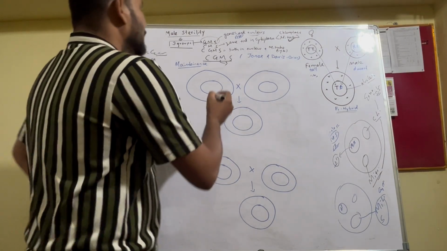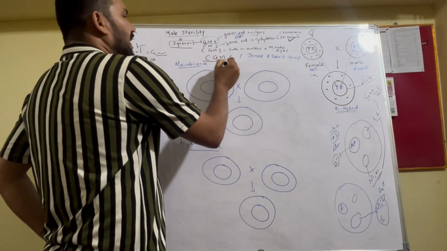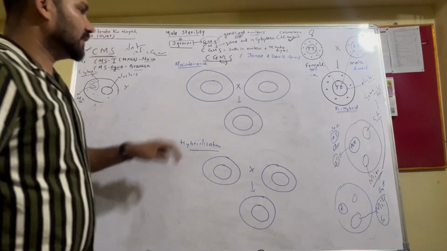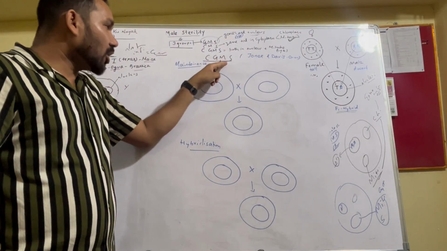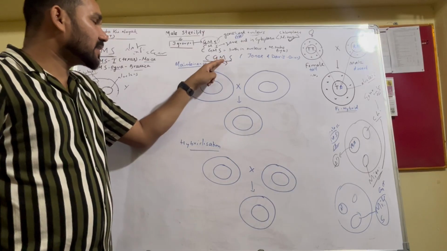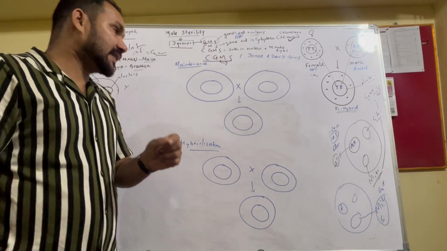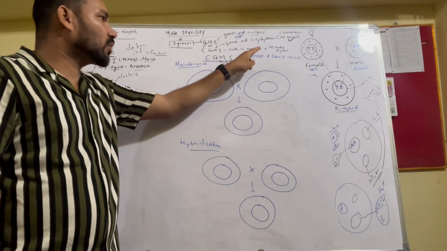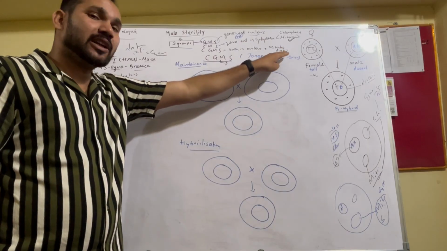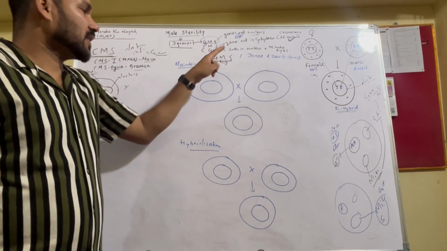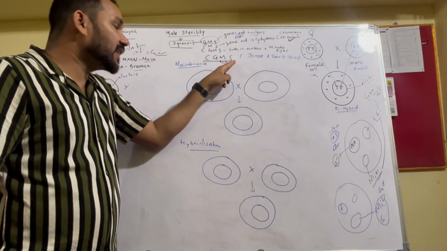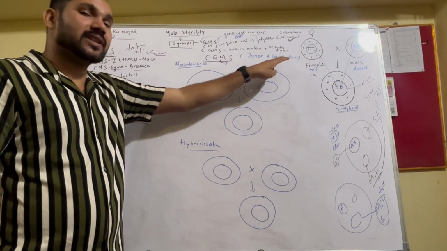Let's come to the next one, that is cytoplasmic genetic male sterility. The term itself says that the male sterile gene is present both in the nucleus as well as the cytoplasm, that is mitochondria. The cytoplasmic genetic male sterility was first discovered in onion by Jones and Davis.